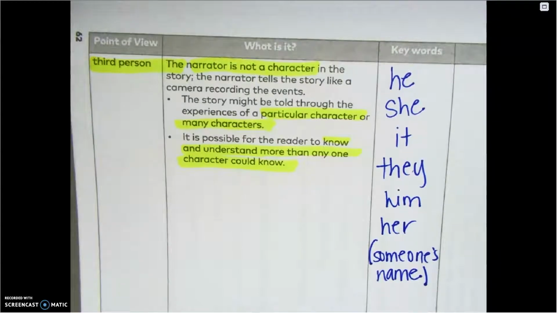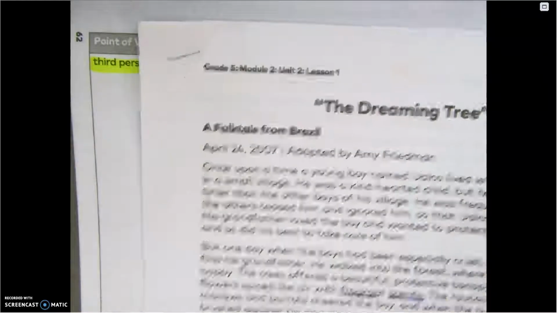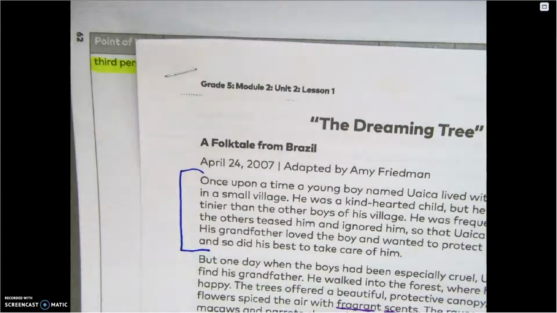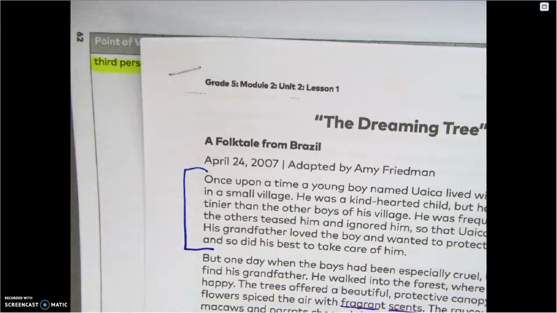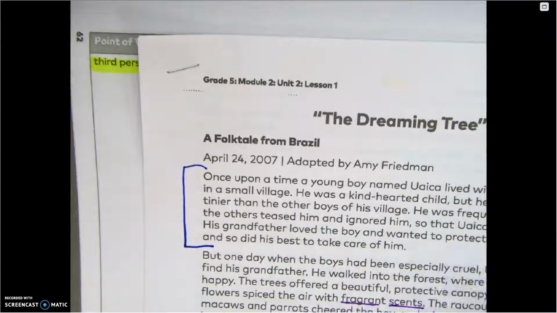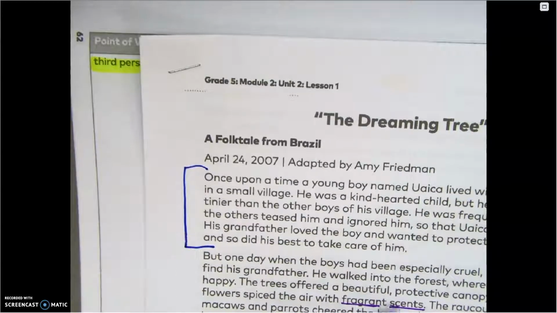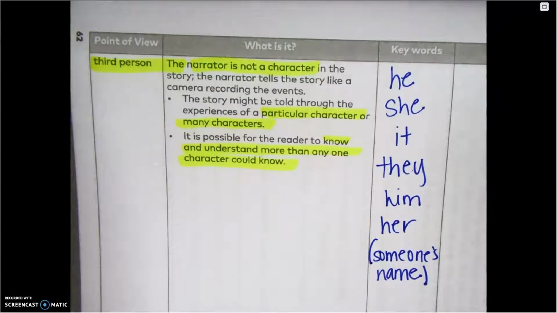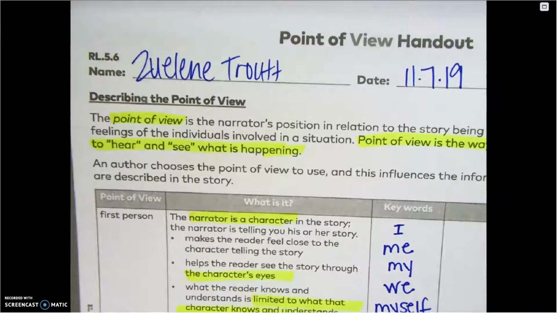Okay, so here is what you're going to do. You are going to get the Dreaming Tree, and you're going to figure out, based off of this first paragraph, if it's first person or third person. Now, as you're reading this paragraph, I want you to highlight the keywords that you see to help you figure that out. I'm going to give you 3 minutes. You can work with a partner.